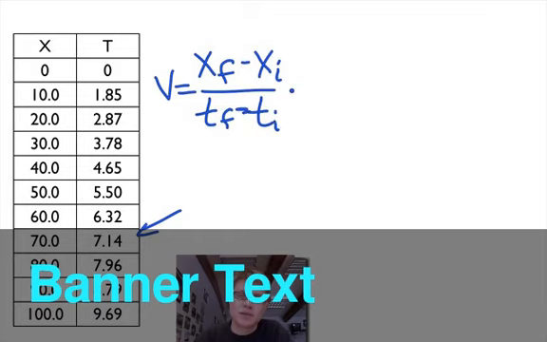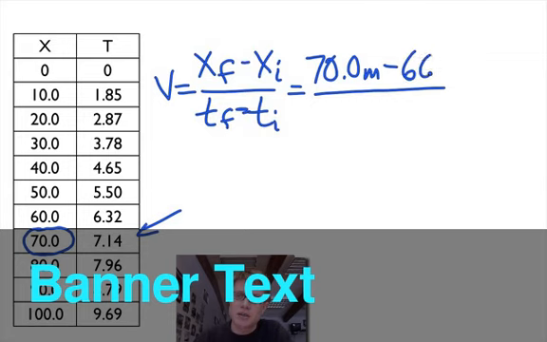And this is why you'll start to see why it's important that we keep track of that. So during this next 10 meters, he ends up at 70.0 meters, and he started at 60.0 meters. So this would be the initial distance.